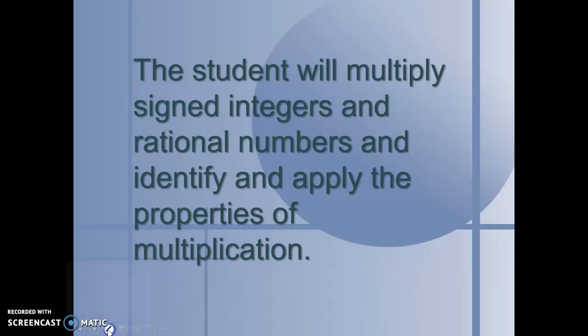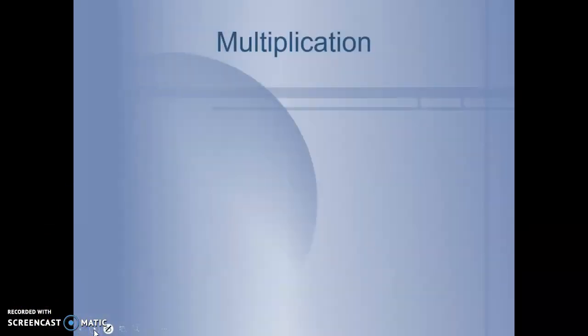Rational numbers are any numbers that can be written with a denominator and a numerator. So we have our fractions like 3/4, but then we also have our integers like 5 that can be written as rational numbers if they're written as 5/1. So we'll look at how to multiply these and the properties of multiplication.